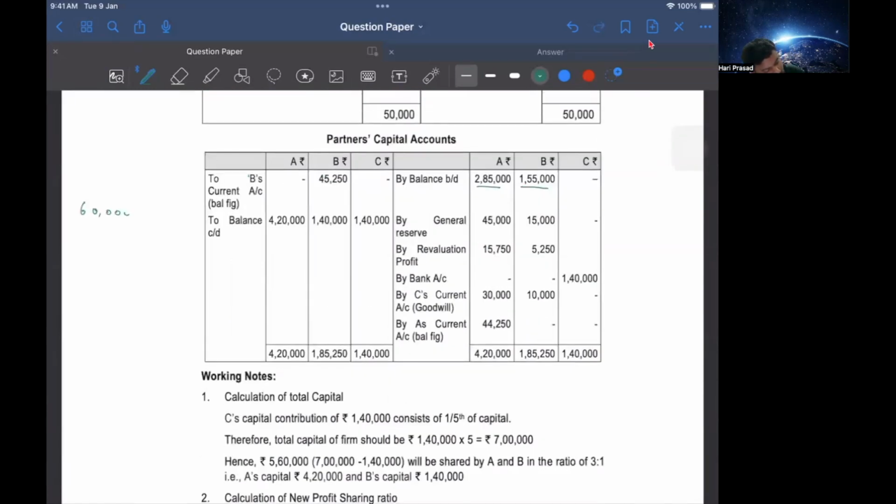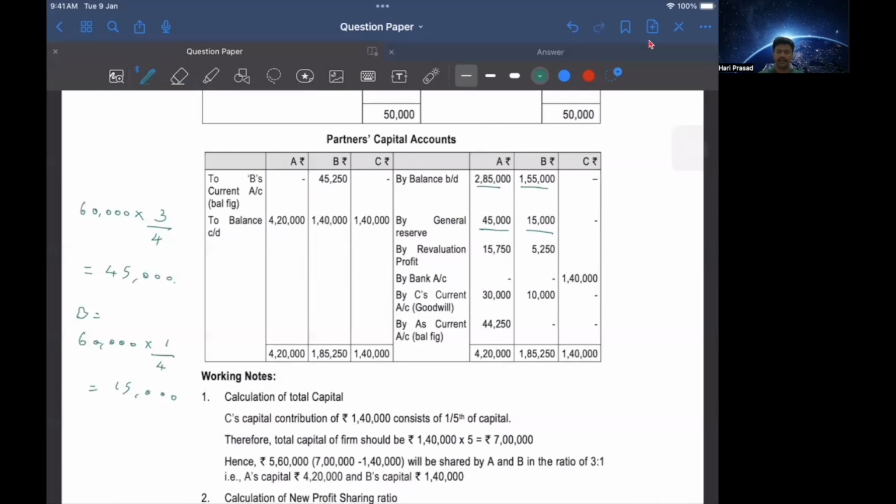60,000 into A. What is A's old ratio? 3 by 4, which is 45,000 transferred. What is B's share of the ratio? 60,000 into 1 by 4, 15,000 transferred.